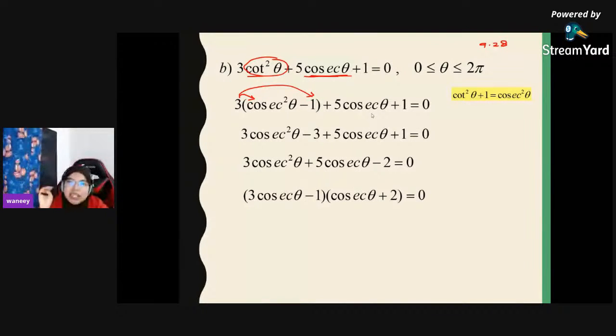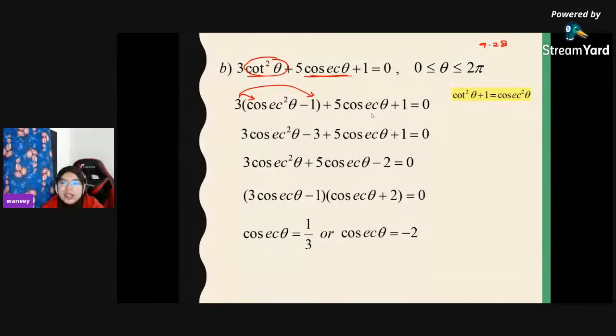So now let each factor equal to 0. So we are going to have cosecant theta equal to 1 over 3 and another one is cosecant theta equal to negative 2.